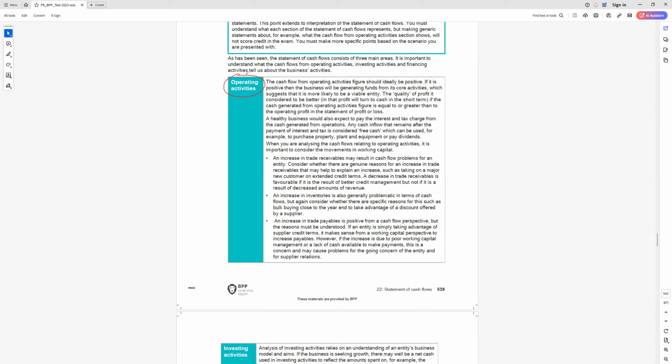Now, when we have a positive for the operating activities, let's say 5 million positive from the operating activity, it doesn't mean the business is doing really well. We need to know why there is a positive. It is possible the business sold some non-current asset during the year. For example, the business sells some property or some land and they make a profit.